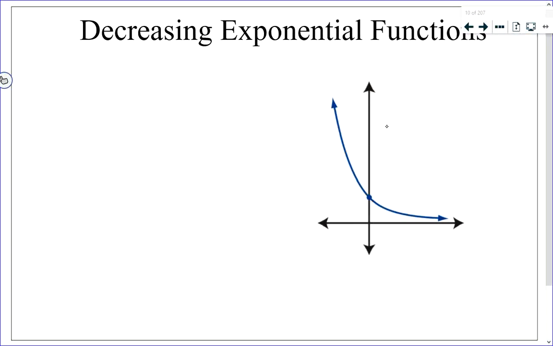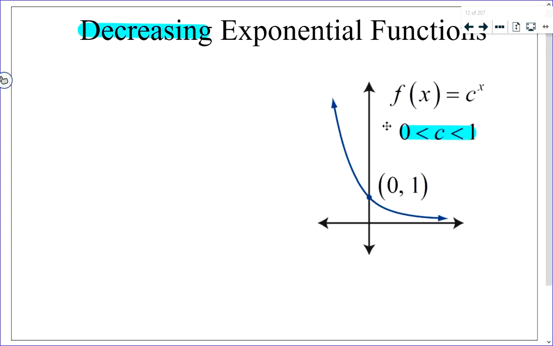Decreasing exponential functions look like that. Again, it's of the form y equals some number raised to the x, but in order for this to be a decreasing function, the value of that base has to be between 0 and 1. And again, there's a y-intercept of 1, and I haven't drawn it in, but the x-axis is a horizontal asymptote. Again, and that's key, decreasing automatically means the base is between 0 and 1.